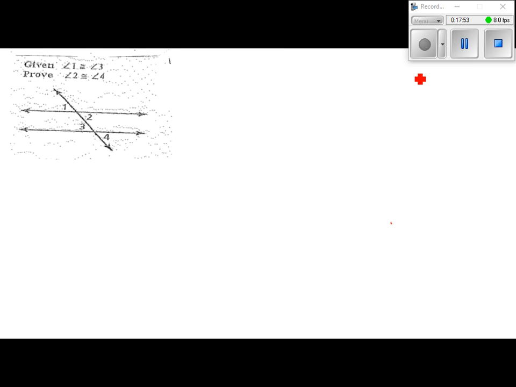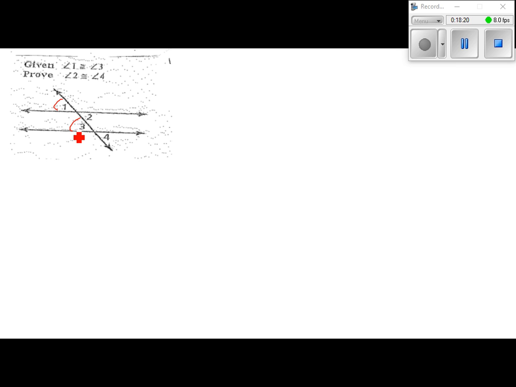Next one. What do they tell us on this one? Angle 1 is congruent to angle 3. So mark your angles congruent. Is there a name for those angles? There is, but when we took this test, we hadn't covered that yet. I forget what those are called. Anybody remember what those angles are called?